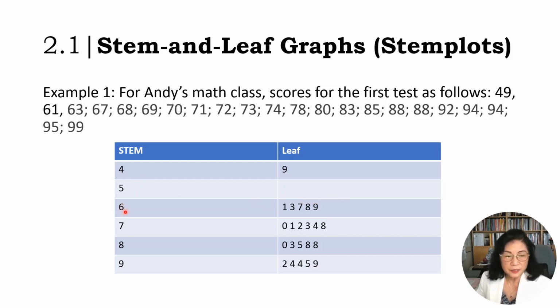So the next digit should be 6, right? So let's check the scores in the 60s. You will find 61, 63, 67, 68, 69. So place 1, then 3, then 7, then 8, then 9. You can see all the single unit digits we put here in order from the smallest value to the largest one.